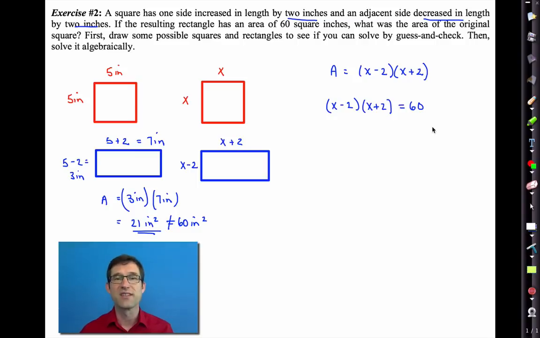There is no 60 product law. I can't say x minus 2 is 60 and x plus 2 is 60, because that is going to give me completely wrong answers. There's a zero product law, okay?